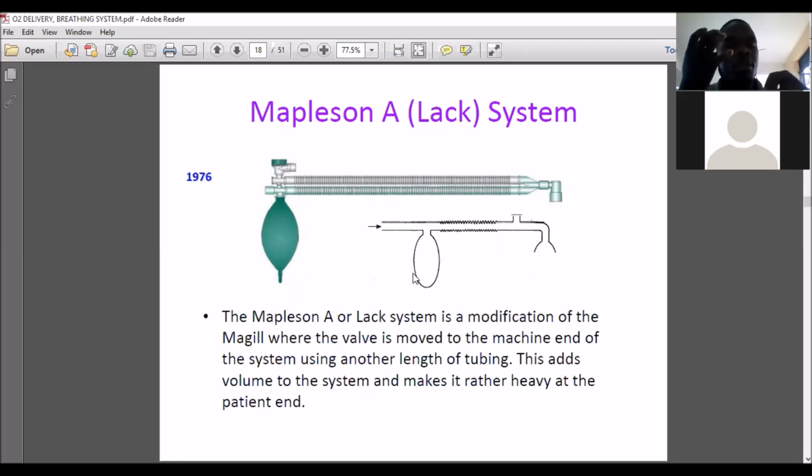Not near the patient. However, that one also brought in another disadvantage, in that it created more dead space. So that means the amount of oxygen absorbed became less. You're getting it all together? We are together. Okay, so that's what those systems are about.